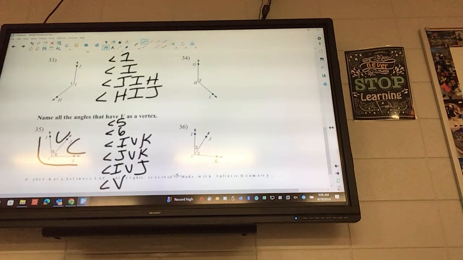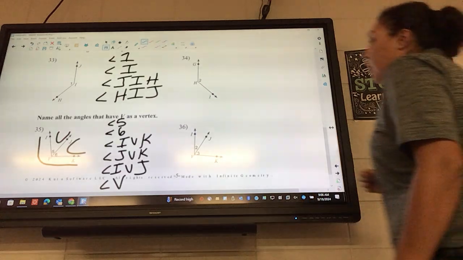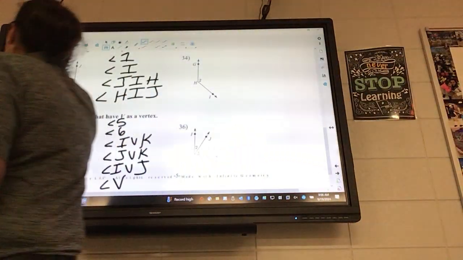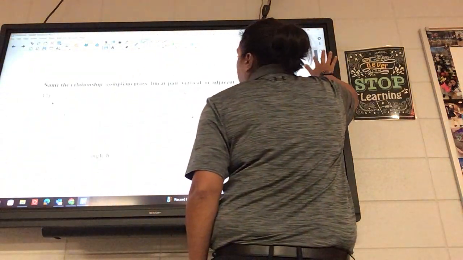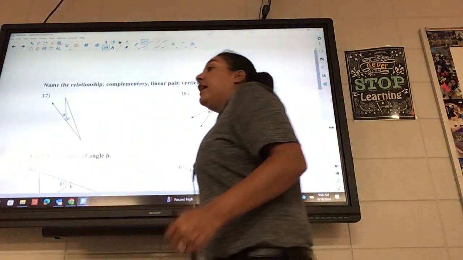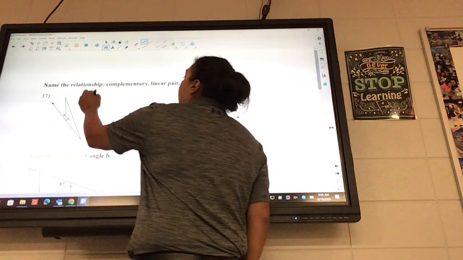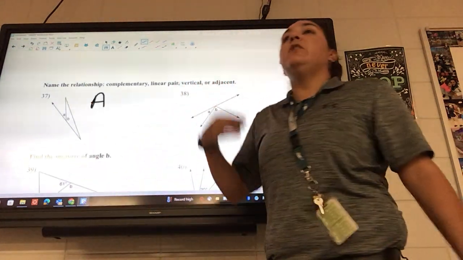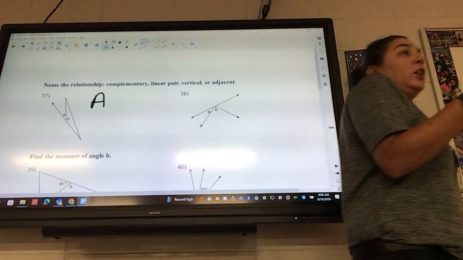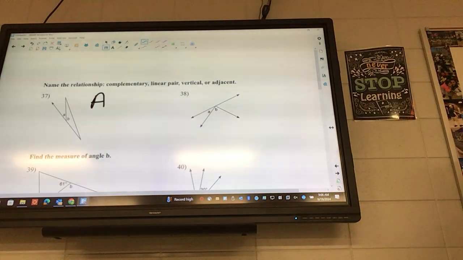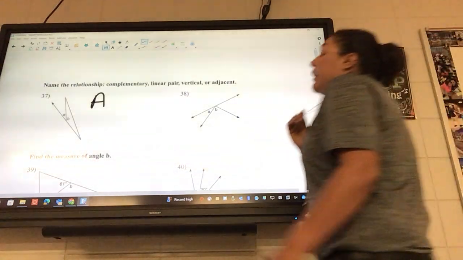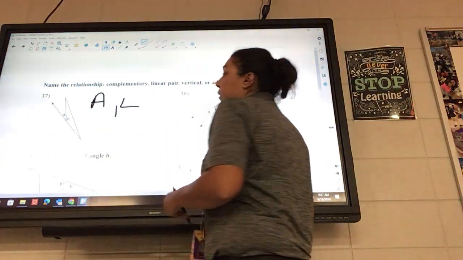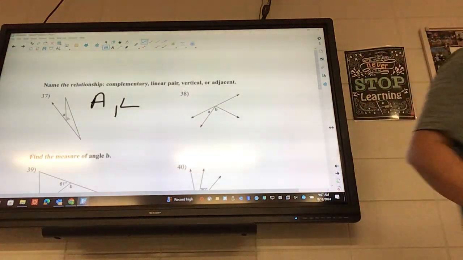Okay, 37. Name the relationship. You have to start by asking yourself, is it vertical or adjacent? Adjacent. Okay, it is adjacent. They are right next to each other. So once you know that it's adjacent, then you can ask, is it either complementary or linear? In this case, it's going to be a linear pair. The 2 add up and make a straight line.